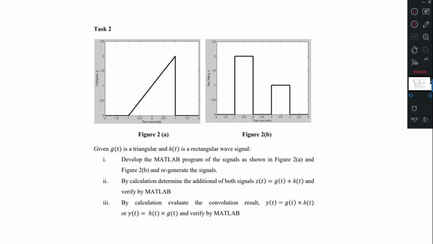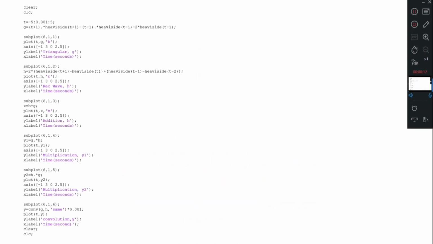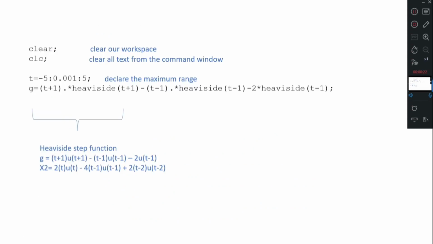Hi, it's me again, Kai Wei. So let's look at the first question of task 2. For the first question, we came up with these overall codes. Similar to task 1, we used the clear and clc functions to clear our workspace and all the text from the command window. Then, the line starting with t is to declare the maximum range of time. Next line, we use the Heaviside function to define g. After having the function of the graph, we plot it.